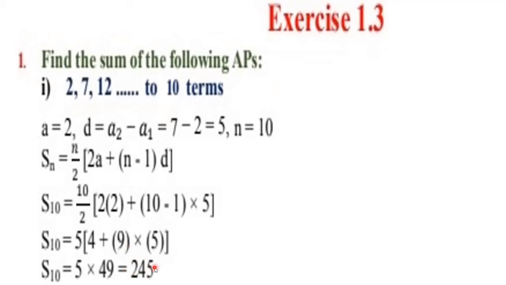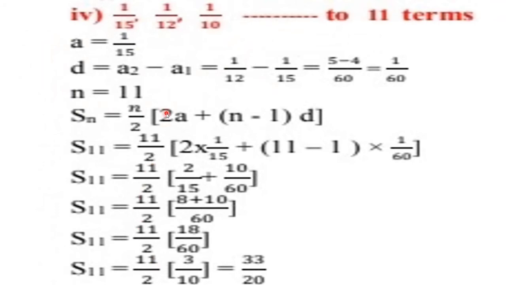Now let us solve one more problem in the same question. They have given the AP as 1 by 15, 1 by 12, 1 by 10, etc. to 11 terms. When you just see the fractions, most of the students will get disturbed, isn't it? That's why I have taken this problem. Fractions are also very easy if you know the basic concepts of how to take the LCM. Now just by looking at the progression you can say the first term is 1 over 15, that is the a value is 1 over 15. Then what will be the common difference?